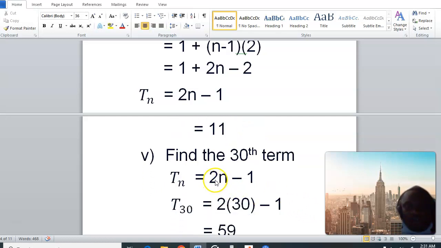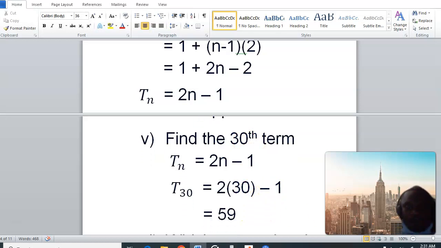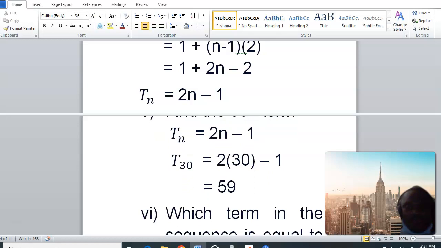If you are told to find the 30th term, you do the same thing. You use the formula 2 times the bracket n, which is what? 30 minus 1. So this one gives you 59.